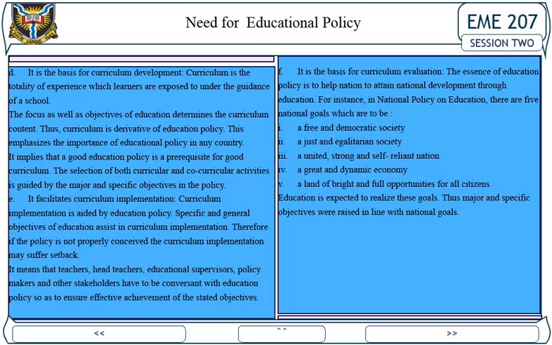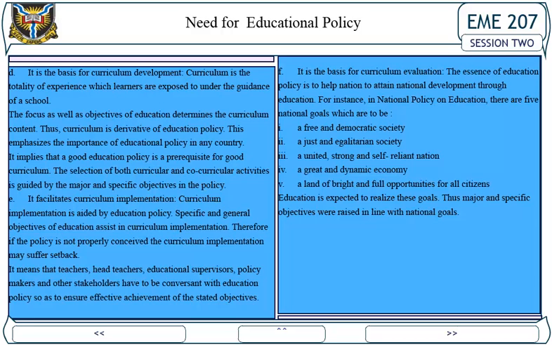This emphasizes the importance of educational policy in any country. It implies that a good education policy is a prerequisite for good curriculum. The selection of both curricular and co-curricular activities is guided by the major and specific objectives in the policy. E. It facilitates curriculum implementation.